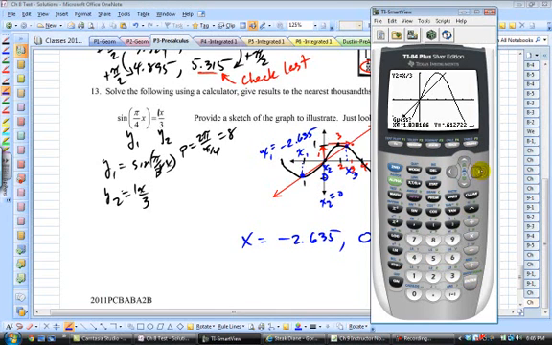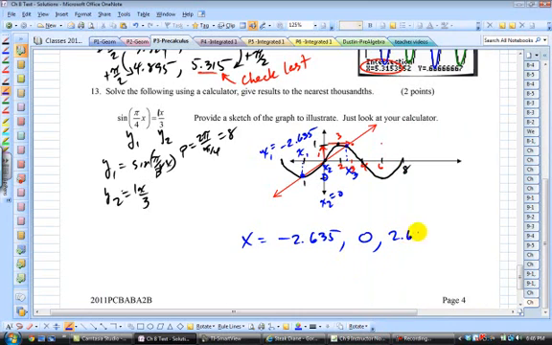So go second trace, number 5, enter, enter. Move the cursor now. Just go all the way over to the other side. There we go. Hit enter there. Oh, lo and behold, look at that. Same thing but opposite. So 2.635. And that's this one right here. 2.635. Okay? So there you go.